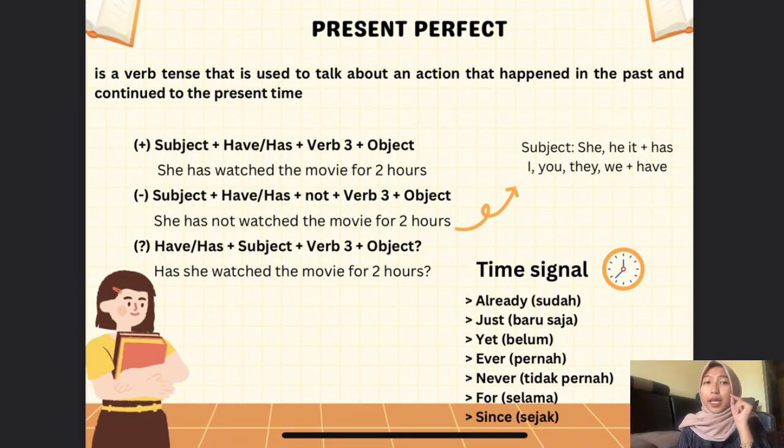So in the negative sentence, we only add not. For example, she has not, she hasn't watched the movie for 2 hours. So in the interrogative sentence, has is moved to the front. Okay. Has she watched the movie for 2 hours? Okay, there are several time signals in the present perfect, for example already, just, yet, ever, never, for, since.